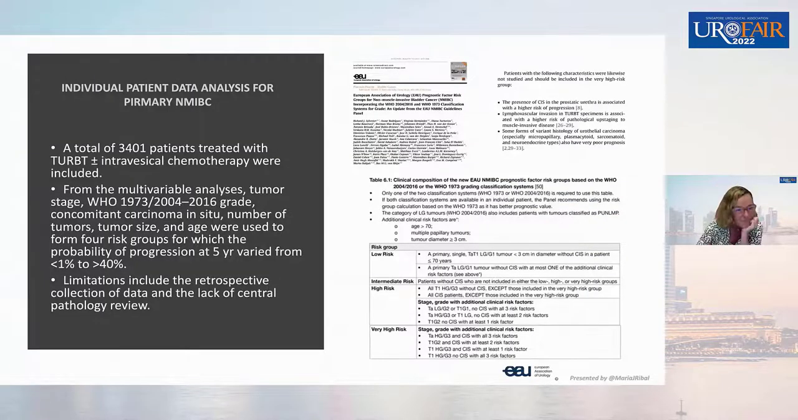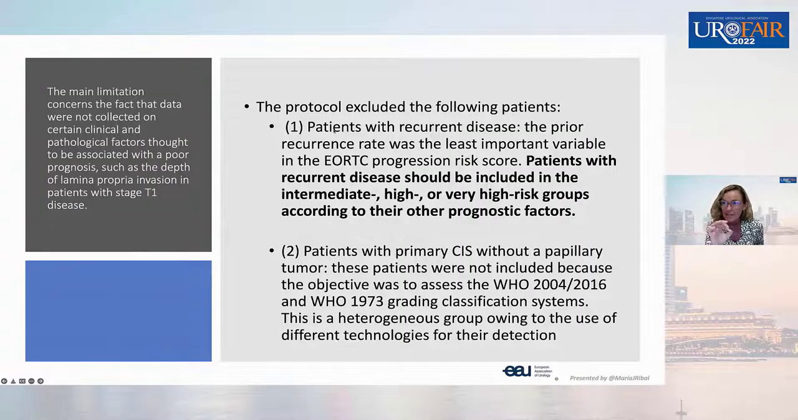As I told you, this classification is based on the individual patient data analysis of nearly 3,500 patients treated with TURBT and immediate instillation of chemotherapy. We use for this classification both the grading classification from 1973 and 2004, and the new one from 2016. Sorry. The limitations, obviously, are that this is an analysis of data done retrospectively, and that we have joined the analysis of data coming from a systematic review on CIS in the prostatic urethra, lymphovascular invasion, and variant histologies. The protocol specifically excludes those patients with recurrent disease, because this is meant to be a classification for progression, not for recurrence.